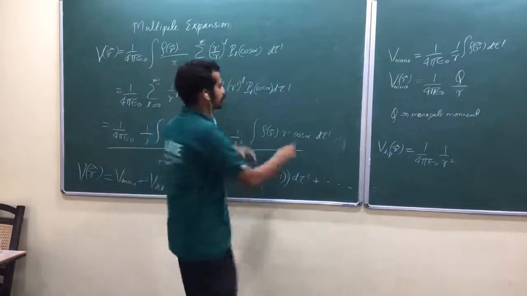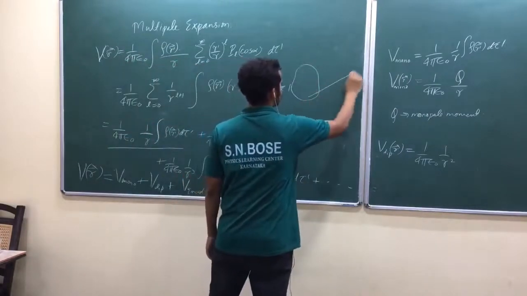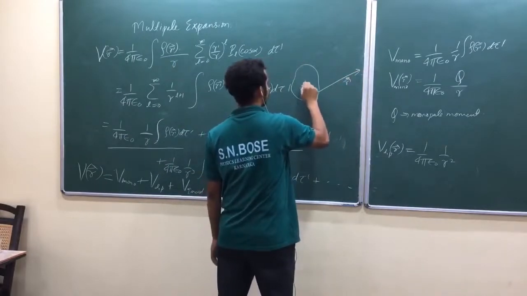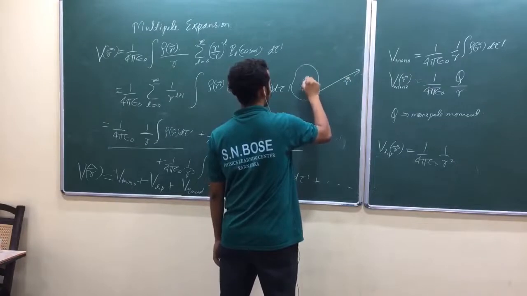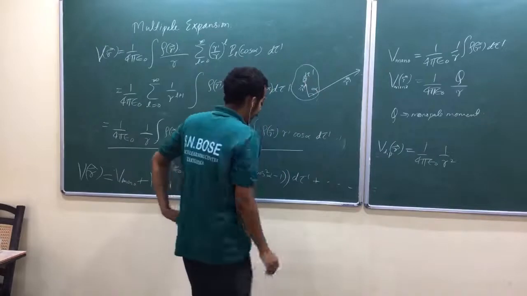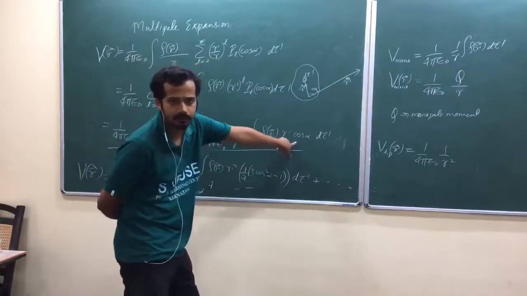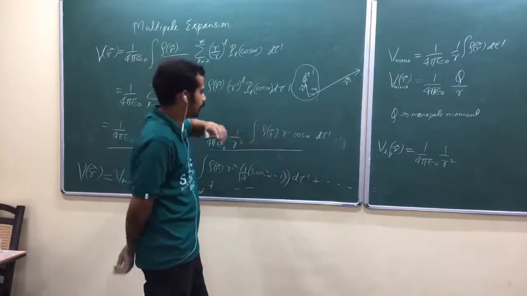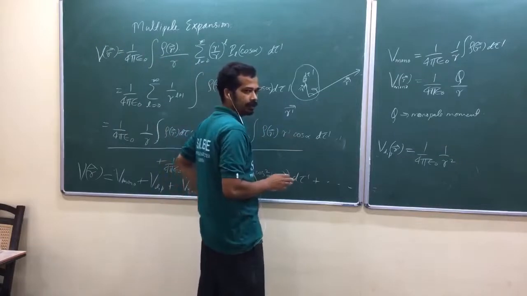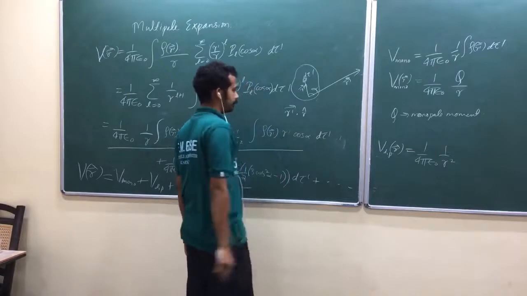Wait a second. Again, I have to draw those coordinates. This was R, am I right? This was R prime, where we have taken a small volume d tau prime, isn't it? This was alpha, am I right? Now in the second term, look here, you have R prime cos alpha. R prime cos alpha, I am going to write as R prime vector. What is the cos alpha? Angle between R prime vector and R vector. I am going to take the dot product with R cap.